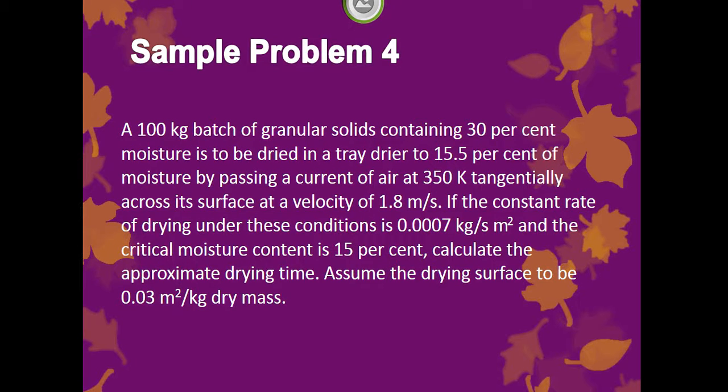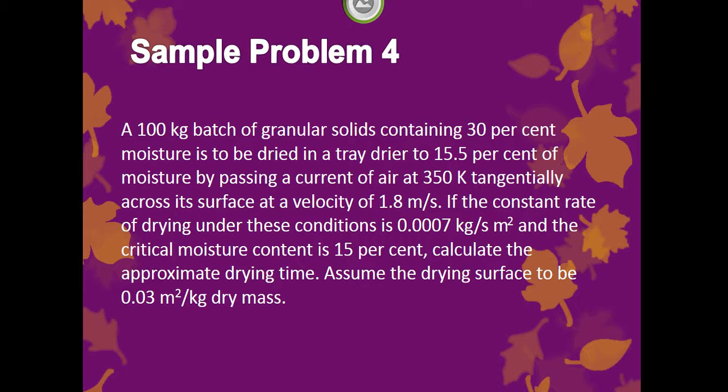Now, we have this fourth sample problem concerning drying. You're given a 100 kilogram batch of granular solids containing 30% moisture, and it is to be dried in a tray dryer to 15.5% moisture by passing a current of air at 350 Kelvin tangentially across its surface at a velocity of 1.8 meters per second. If the constant rate of drying under this condition is 0.0007 kilograms per second per square meter and the critical moisture content is 15%, calculate the approximate drying time, assuming the drying surface to be 0.03 square meter per kilogram dry mass.